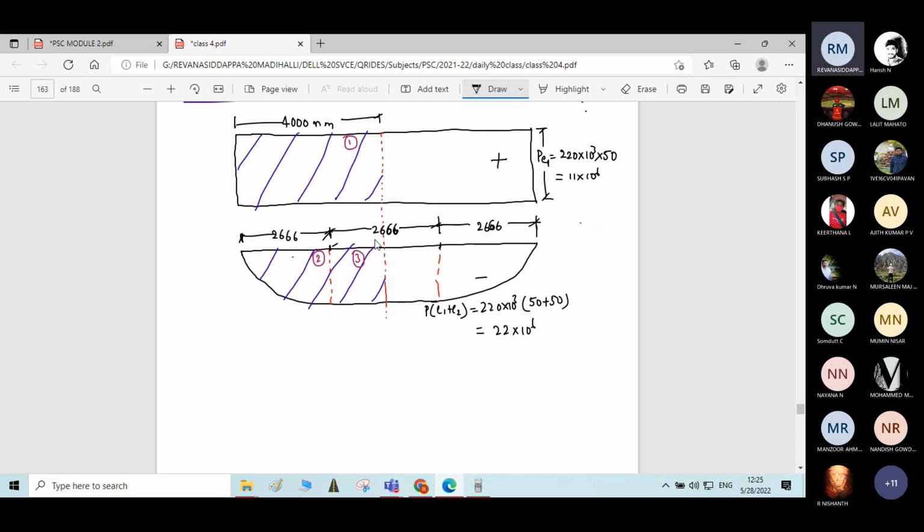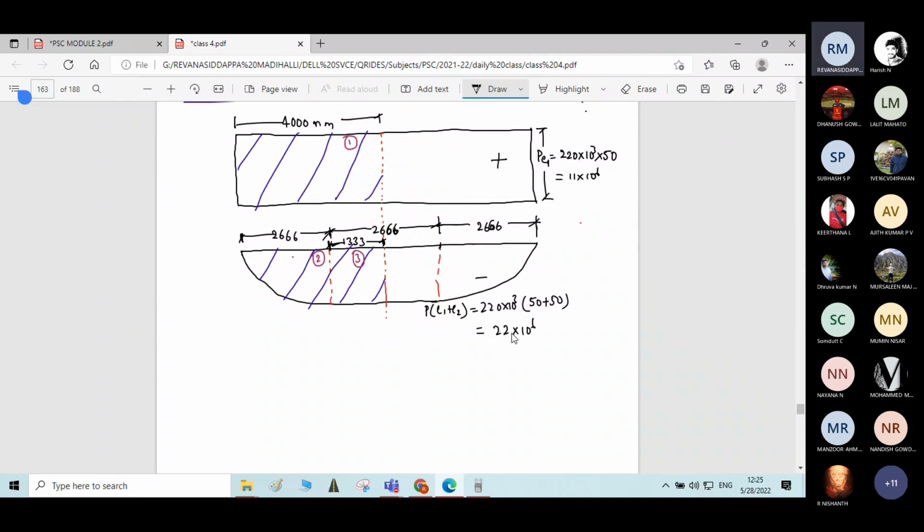Now what we have done is we have taken this rectangle 3. The width of this rectangle 3, if you calculate, will be how much? 2666 divided by 2, which means you will get 1333. We get the width of this rectangle 3 as 1333.